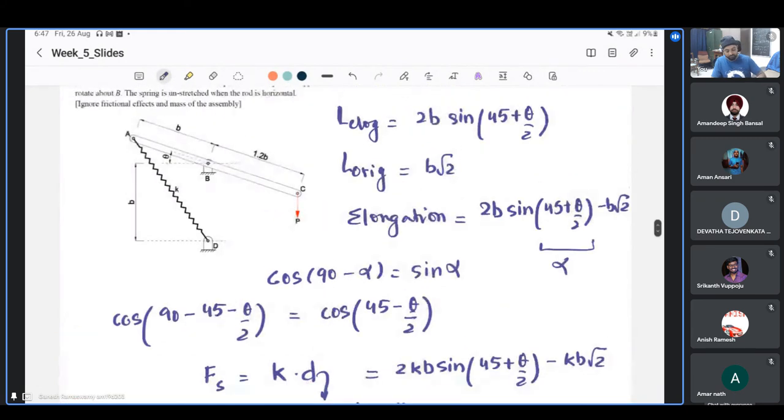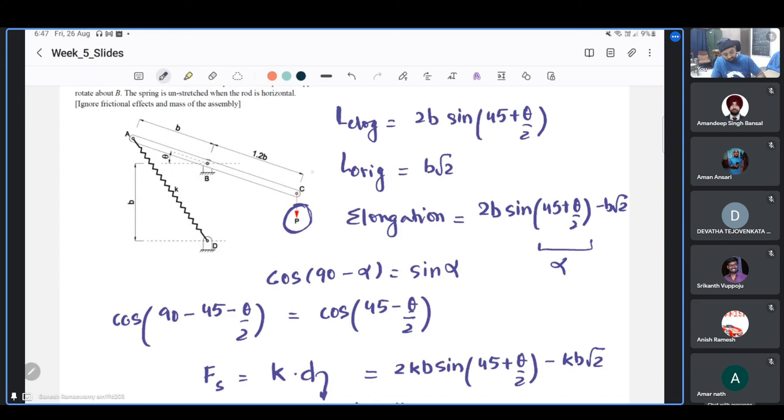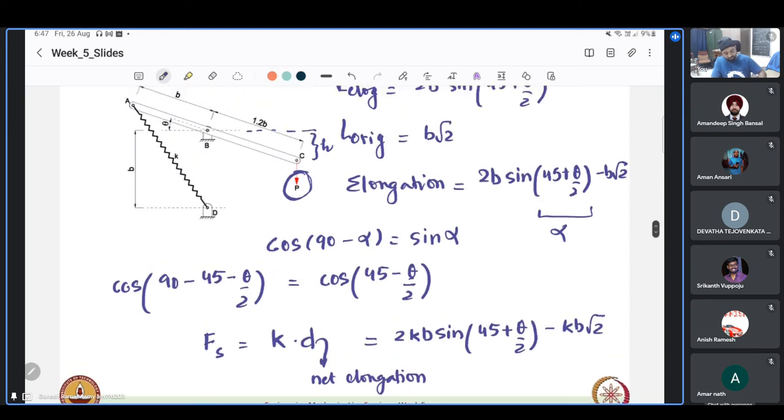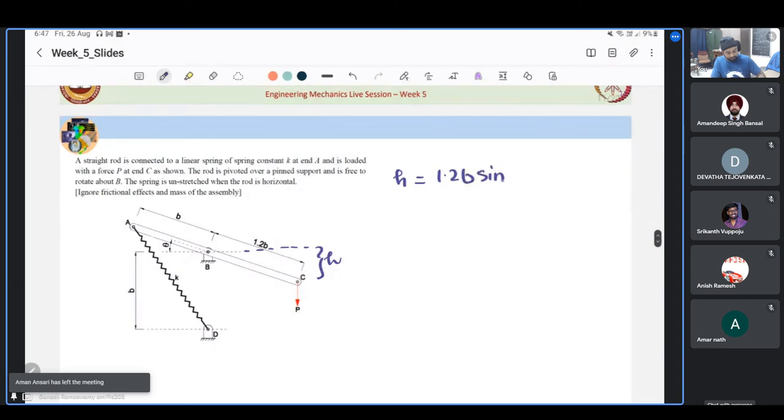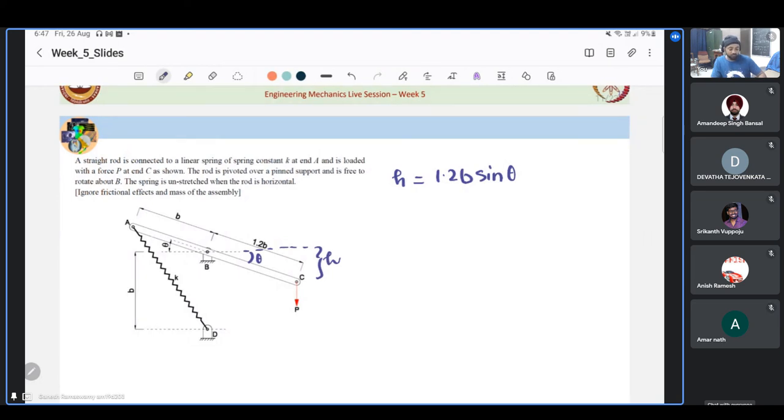Now what other active forces do we need to check for? This P is an active force. So we need to apply a virtual displacement such that P moves. Since the coordinate is this, if we were to extend this and get this height, what will H come out to be? From the figure, we just extend this and name this as H. So H comes out to be 1.2 B sine theta. Since this is theta, this is also theta. From this triangle, we can easily see that H is nothing but 1.2 b sine theta.